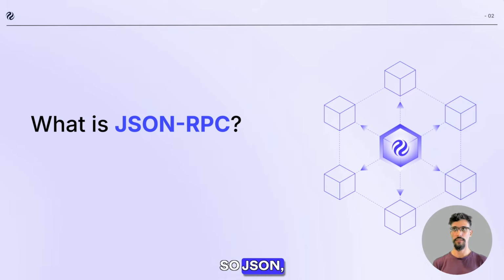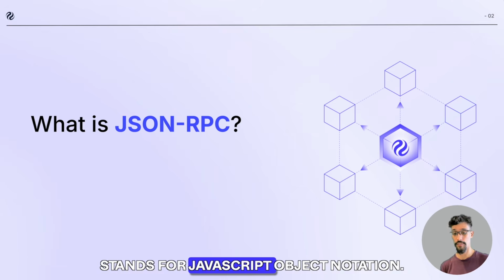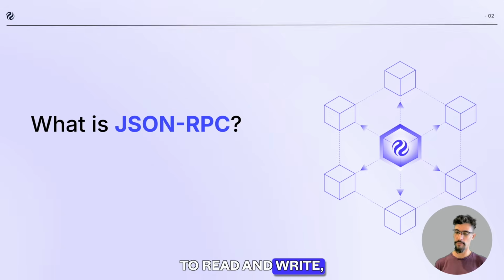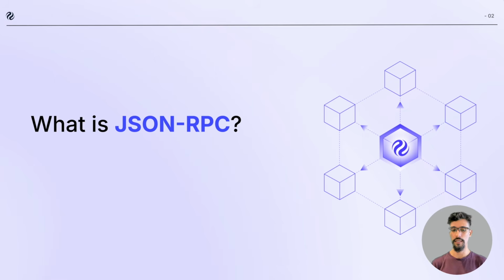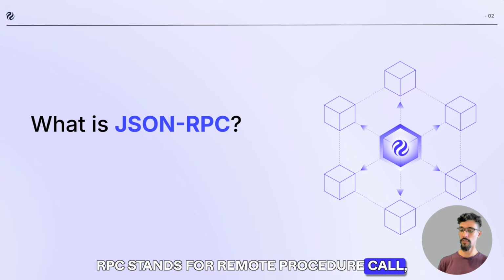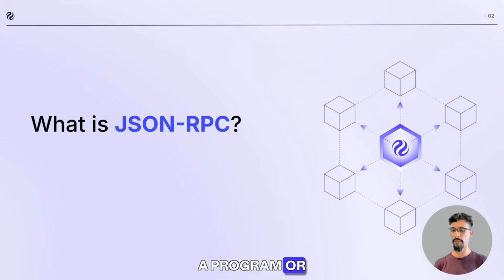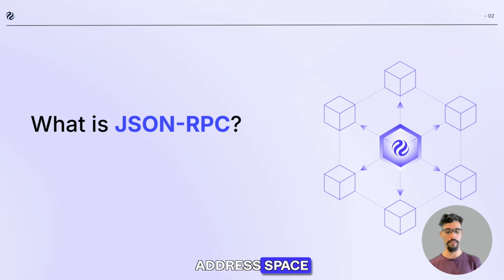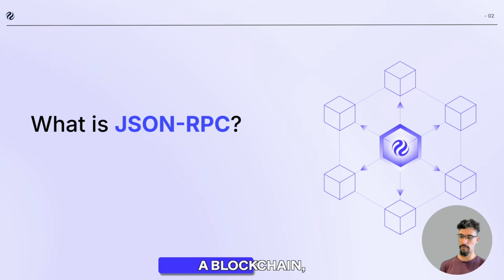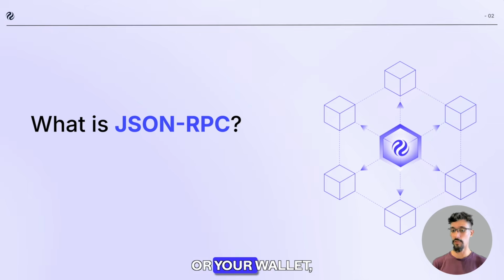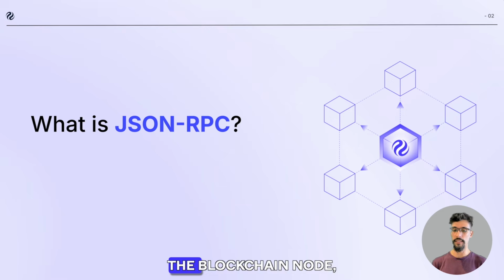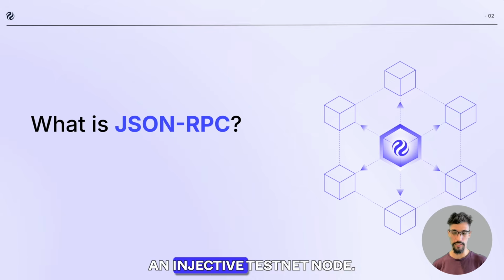What is it? JSON stands for JavaScript Object Notation, and this is a lightweight data interchange format. It is easy for humans to read and write and easy for machines to parse and generate. RPC stands for Remote Procedure Call, a protocol that allows a program or a client to cause a procedure to execute in another address space or a server. In the context of a blockchain, the client is your DApp or your wallet, such as MetaMask, or a script or program that you write. And the server is the blockchain node, in this case, an Injective testnet node.